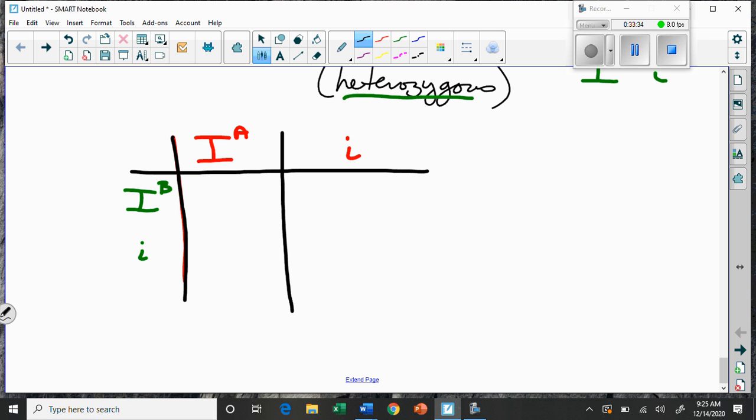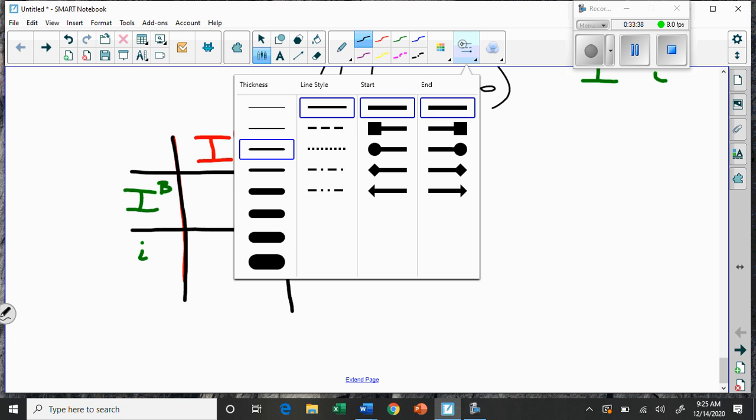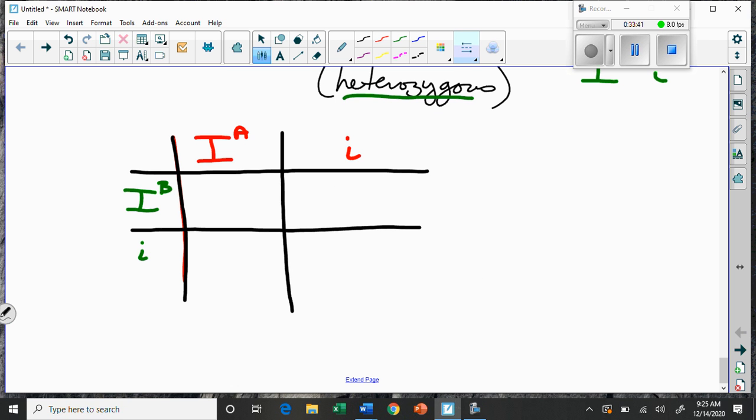And so then we can figure out the possible combinations. Well, this would be IAIB. This would be IB with a little i. This would be IA with a little i. And the last one would be this little i combination.